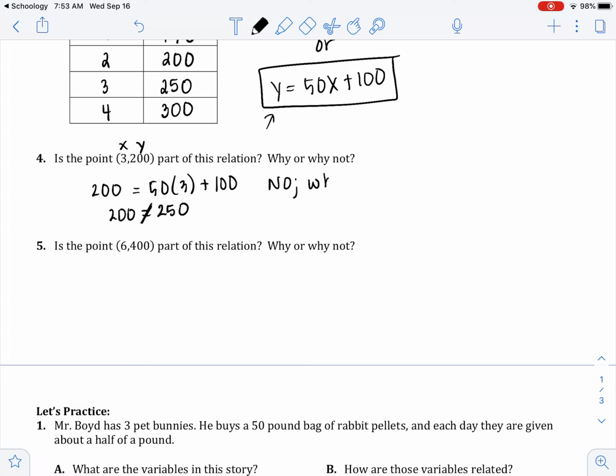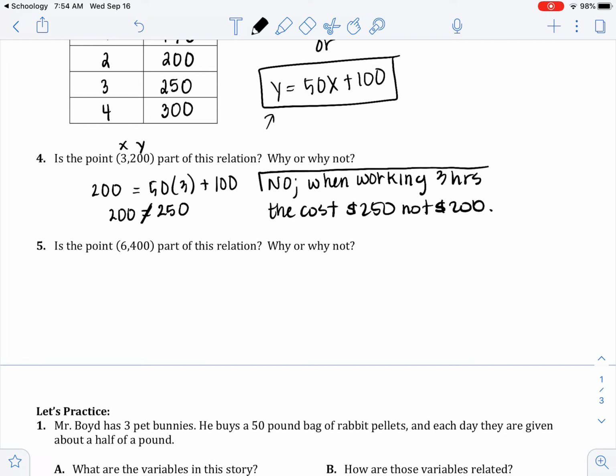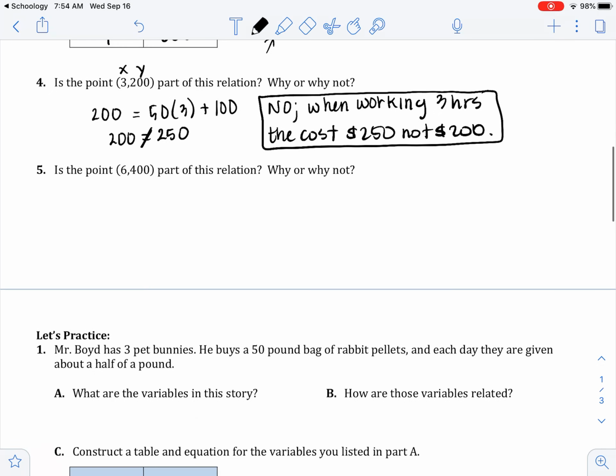When working 3 hours, the cost is $250. The cost is $250, not $200. So please make sure you're interpreting this. This sentence is very important here. I'm going to, in fact, box it as my final answer right here. Okay. All right, next one.